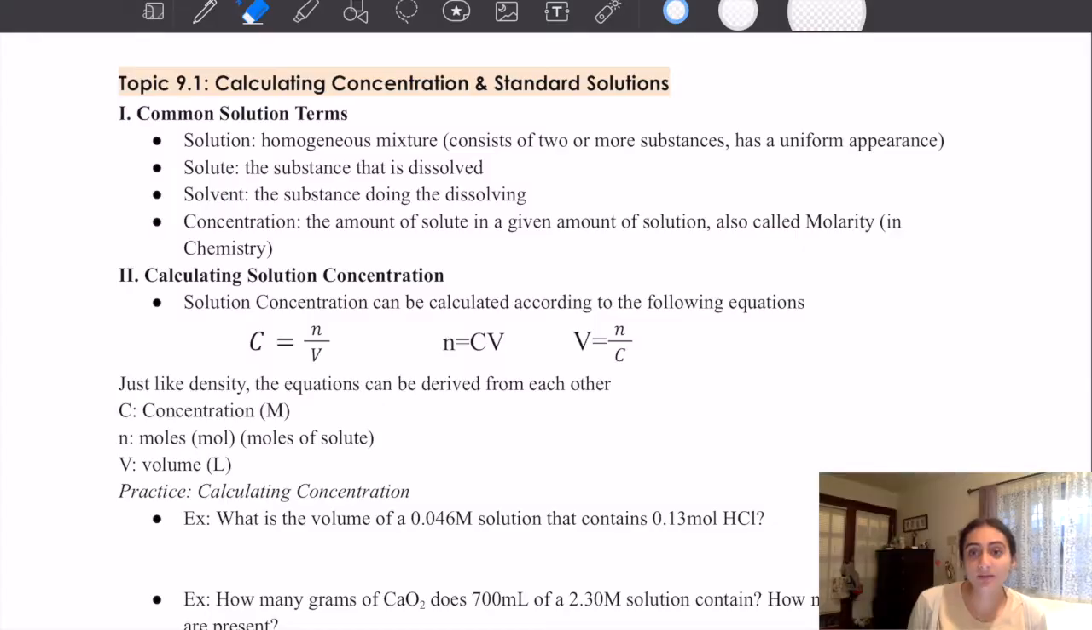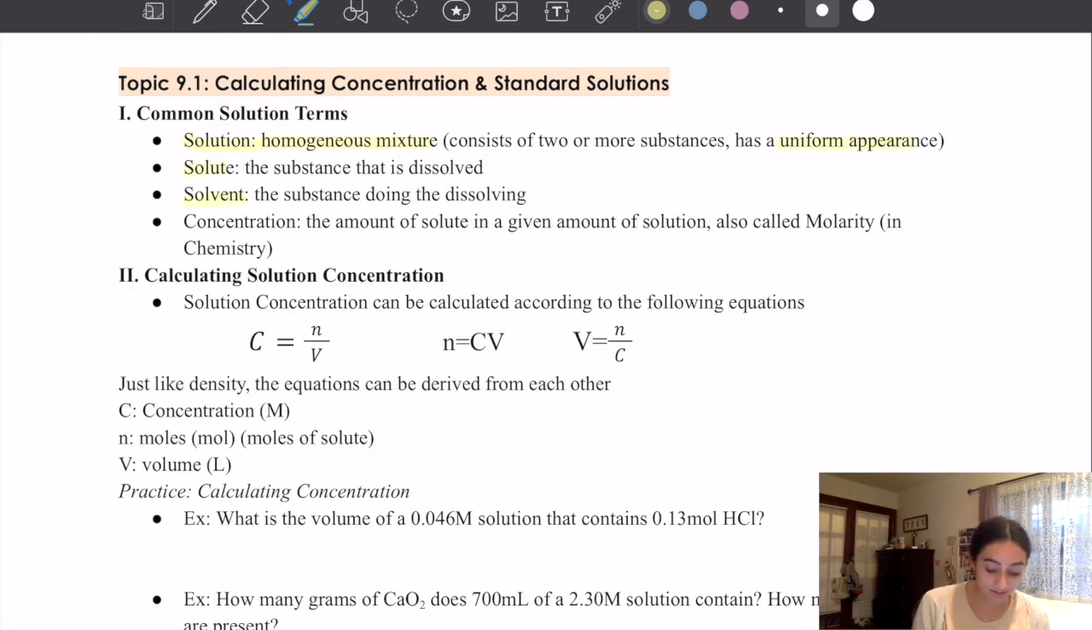Okay, so before we begin this unit, I'm just going to go over some common terms that have to do with solutions. And they will be popping up a lot in this unit, and I will be talking about them a lot in this unit as well. So first we have a solution. And if you remember back to the beginning of my videos, when I talked about homogeneous mixtures, heterogeneous mixtures, stuff like that, a solution is a homogeneous mixture because it contains two or more substances and it has a uniform appearance.